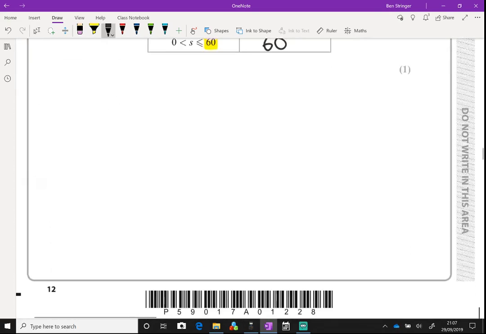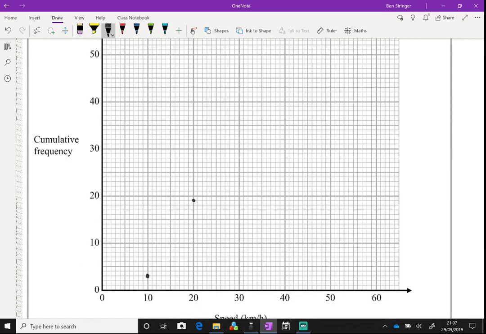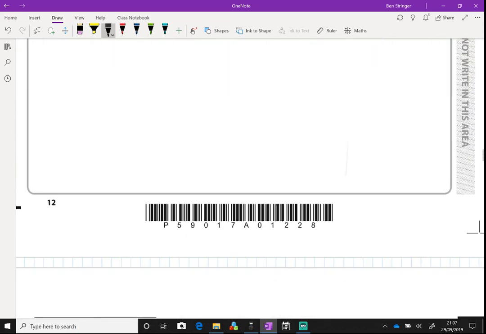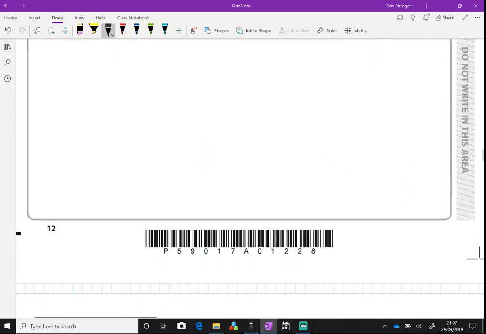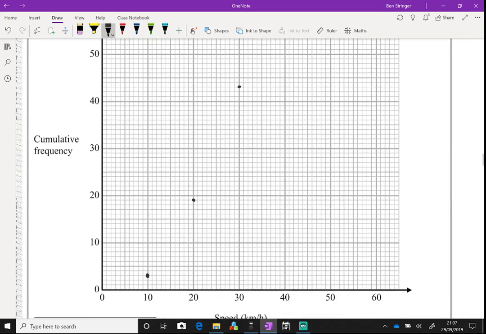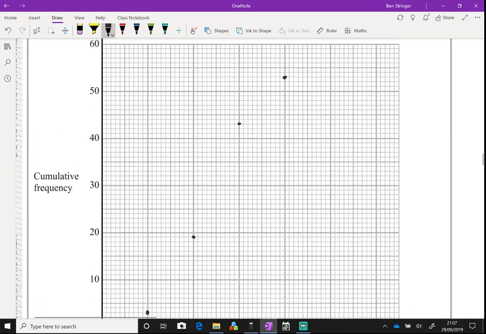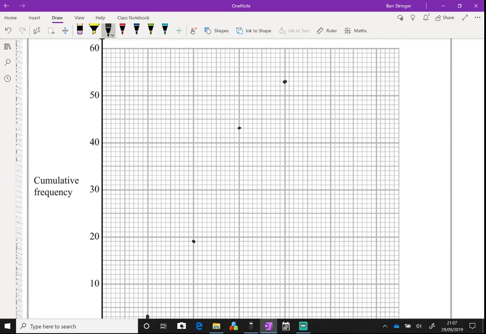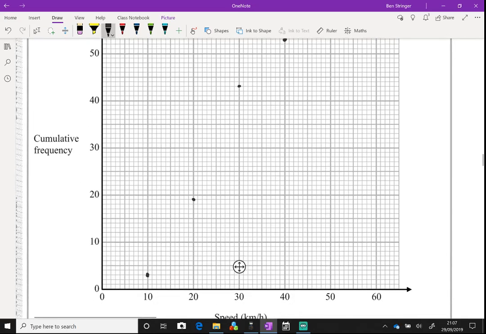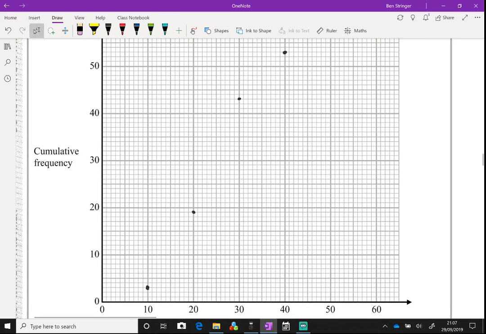43. The cumulative frequency 43, against 30. 53 against 40. 53, 1, 2, 3. Then it's 58 and then 60 if I remember correctly. 58 is here. And 60 will be there. 60, 60. Yeah, correct. Now I just need to draw a nice curve.